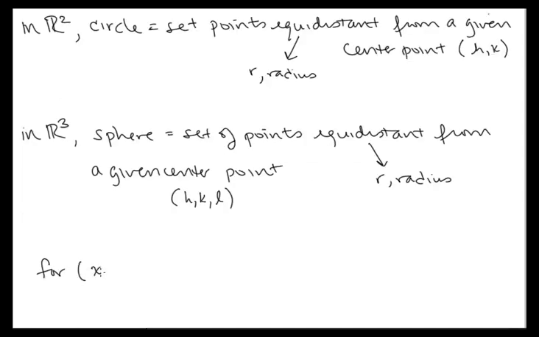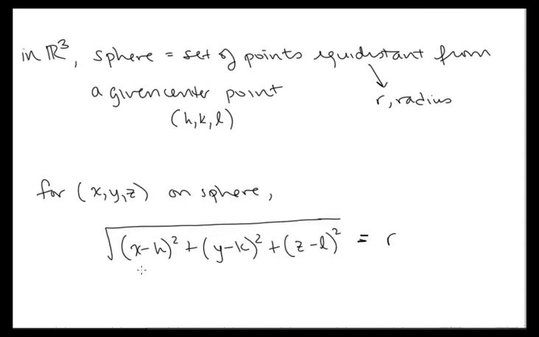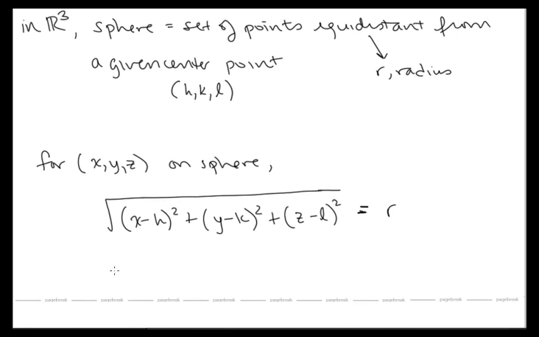So for a point (x, y, z) on the sphere, by the distance formula, we know that the square root of (x minus h) squared plus (y minus k) squared plus (z minus l) squared must be equal to r. So taking the square of both sides, we have (x minus h) squared plus (y minus k) squared plus (z minus l) squared is equal to r squared, and this is our standard equation for a sphere.